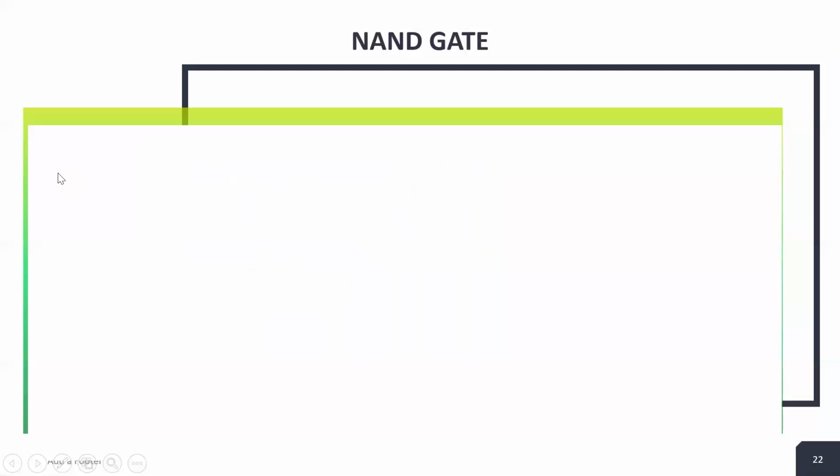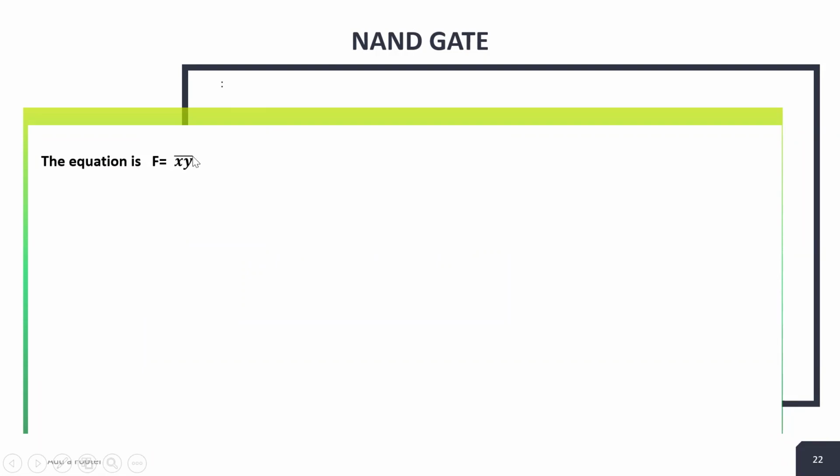How? The first one is the AND gate. Okay, the equation is F equals X dot Y complement. Clear? This equation tells us that this is the AND gate. Why? This one is the AND gate due to the multiplication sign. Clear? And this bar indicates that this is the NOT.